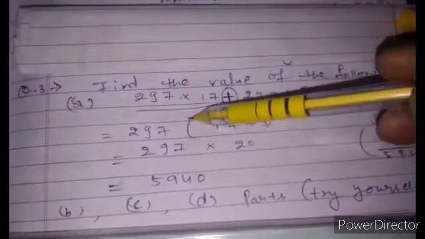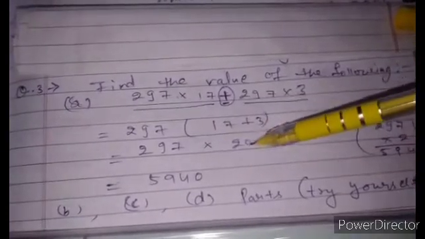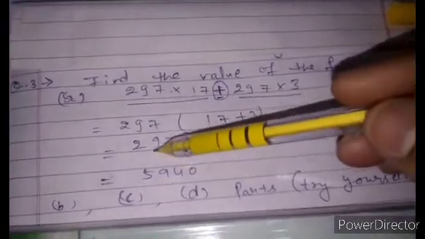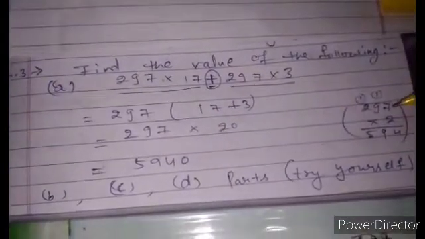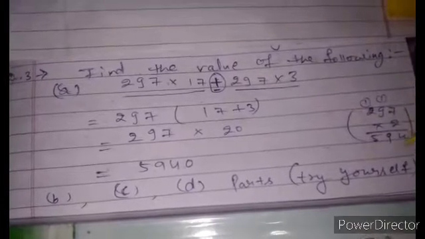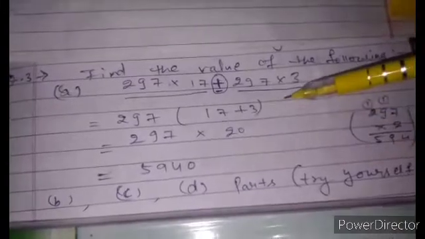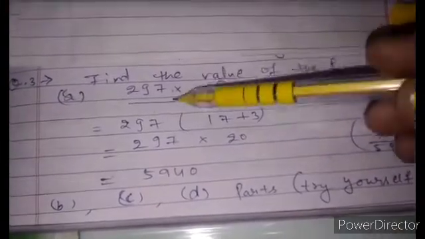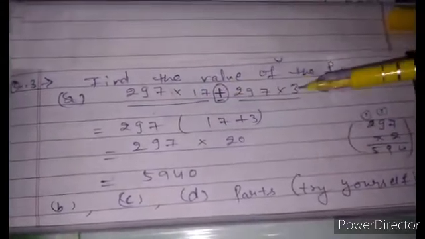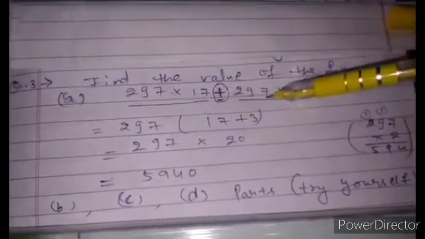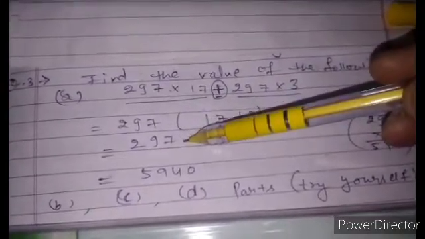Now 297 bracket means this and this number are in multiplication. 17 plus 3 is 20. Just here you need to show 297 multiplied by 2. Here on the right hand side you can show 297 multiplied by 2 is 594, and 0 will be applied at the back. Likewise, without taking common, if you solve, then firstly you have to solve this, then this, and then we have to add both the numbers. So this is the short method by taking common.